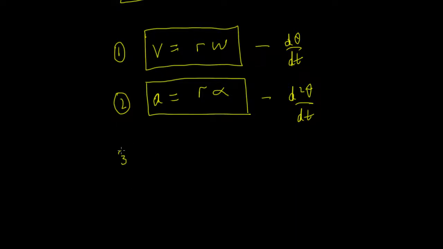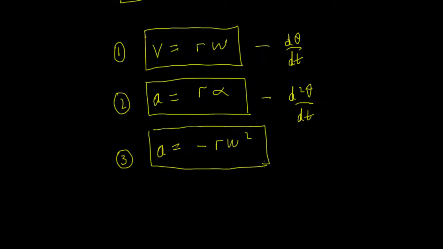So we sometimes see the third one, that a equals minus r omega squared. Okay, so that's the third one there. And omega is d theta by dt, so omega squared would be that whole thing squared. I'll just write it down. So it's going to be d theta by dt squared. Remember, this here is different from that. That's the second derivative, that's the first derivative squared. So don't mix those up.